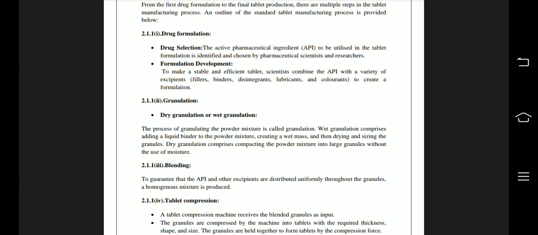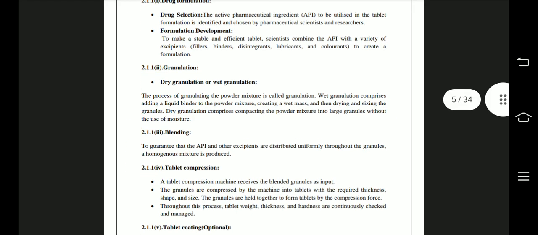Now, I would like to discuss drug selection. The active pharmaceutical ingredient API to be utilized in the tablet formulation is identified and chosen by pharmaceutical scientists and researchers. The second one is formulation development. To make a stable and efficient tablet, scientists combine the API, active pharmaceutical ingredient, with a variety of excipients, fillers, binders, lubricants, and colorants to create a formulation.